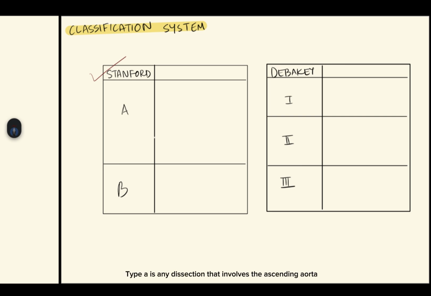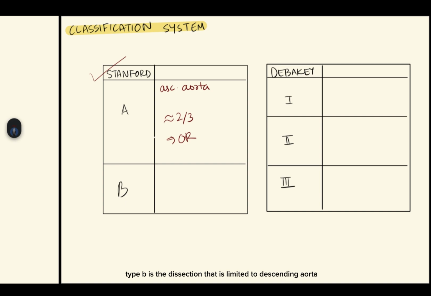Type A is any dissection that involves the ascending aorta. This can be with or without the descending part involvement. Basically, this is what happens in around 2/3 of all dissections. It is a surgical emergency that requires OR because it is at high risk of retrograde propagation that can lead to tamponade, coronary occlusion, aortic insufficiency.